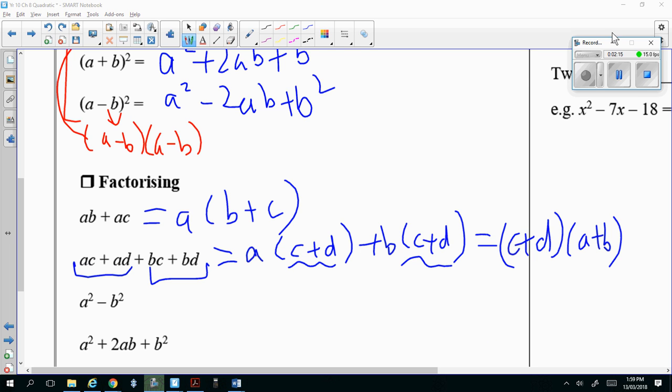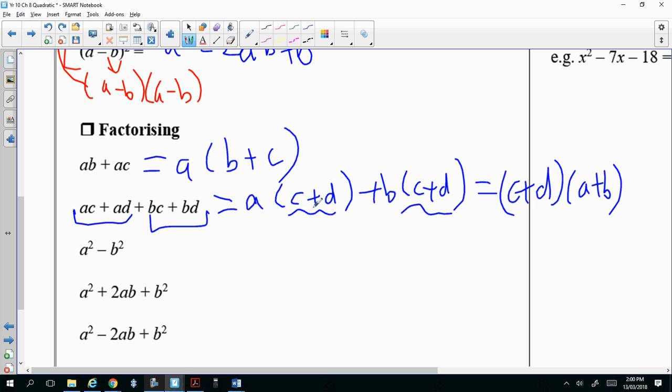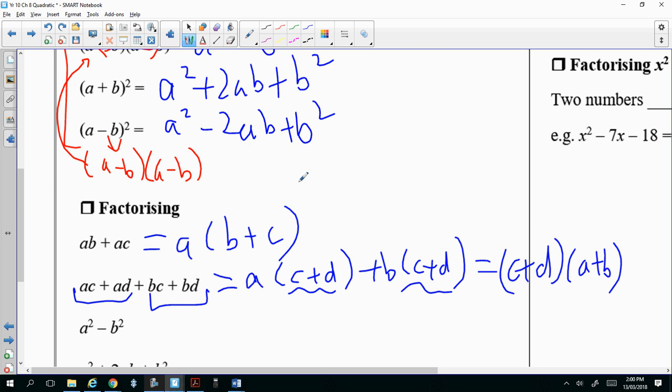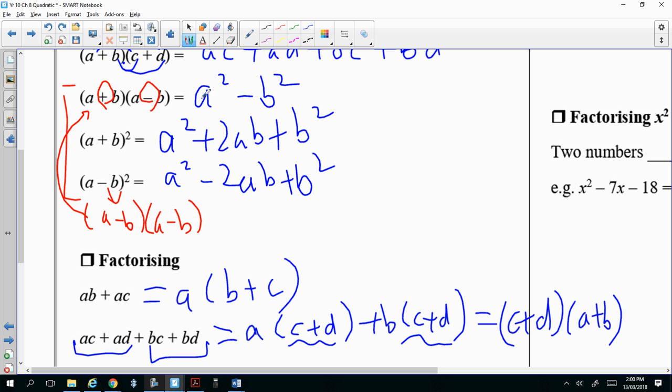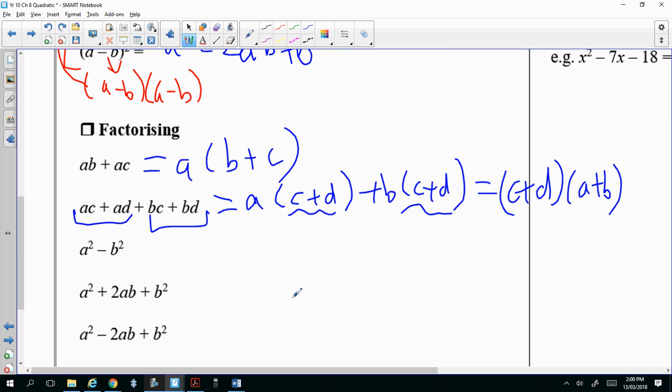Okay, next one is two terms. This is the reversal of the one where we expanded the difference of two squares. Now we go backwards, factorizing the difference of two squares. Get that? And hopefully remember these two.